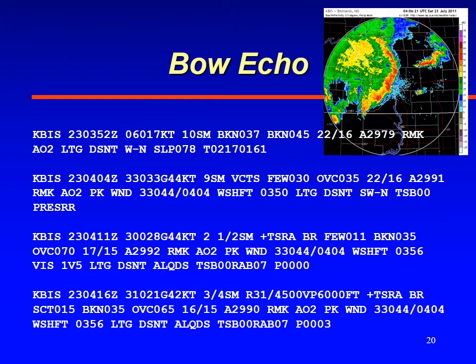And I pulled up some METARs for that particular day. So as the bow echo or the squall line went through, you can see that, of course, the visibility dropped significantly. And then also the winds picked up quite a bit. Before the line went through, the winds were at 17 knots, and afterwards they're gusting to 44. So there's a significant increase in wind speed.